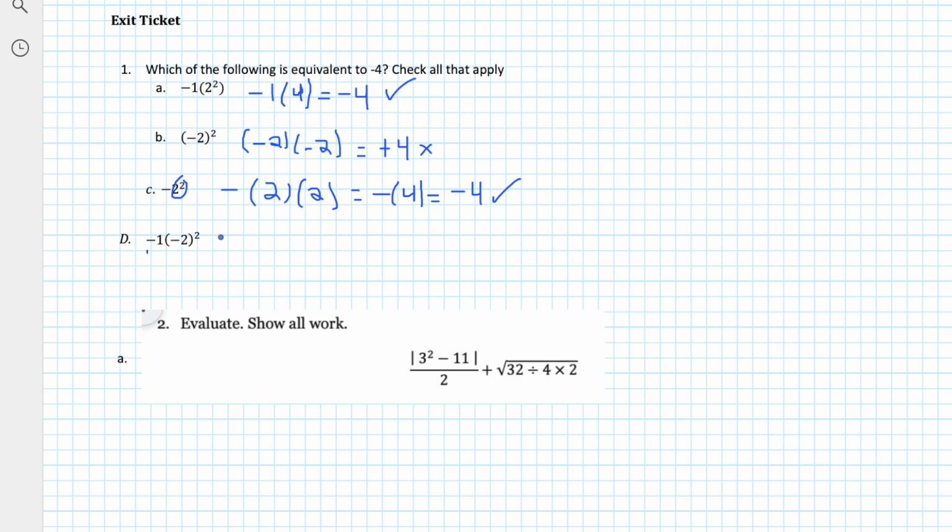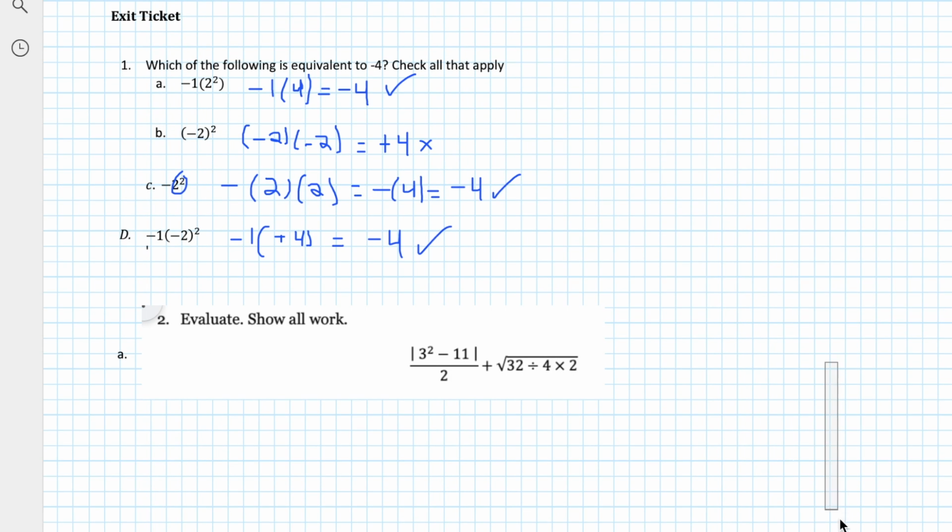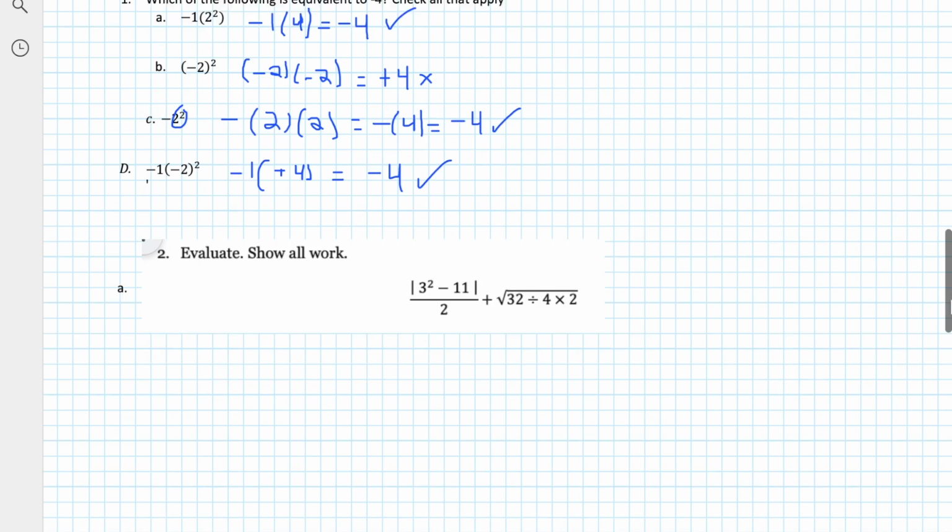And then here again, negative 2 is being squared, so we do that first, which is positive 4. Negative times positive 4 is negative 4. This checks out just as well. And so, in the exit ticket, you'll say A, C, and D, but in the work that you're showing and submitting, you're going to take a picture of that answer and response. All right, now we'll be moving forward.